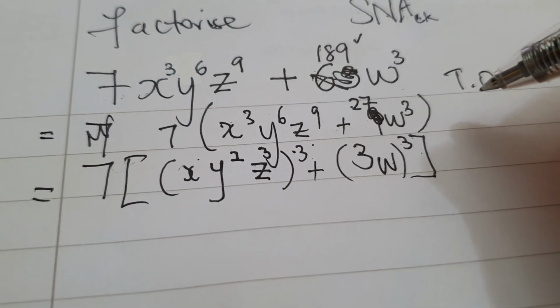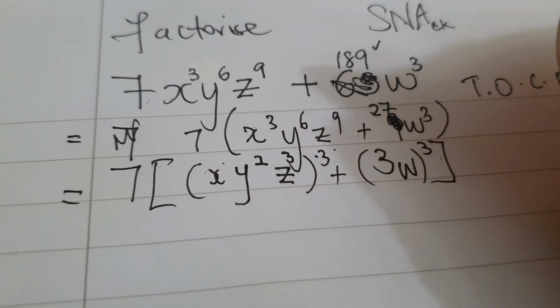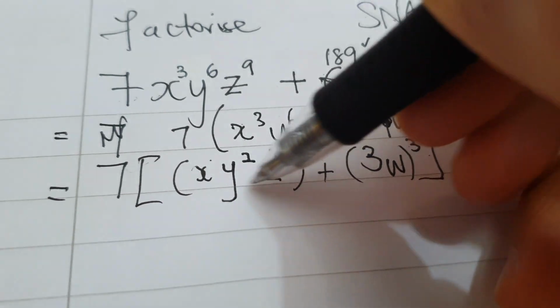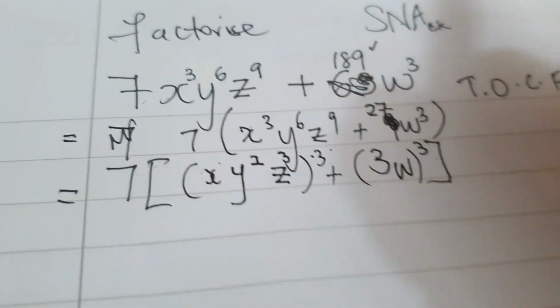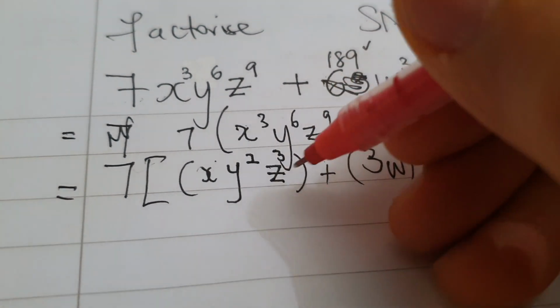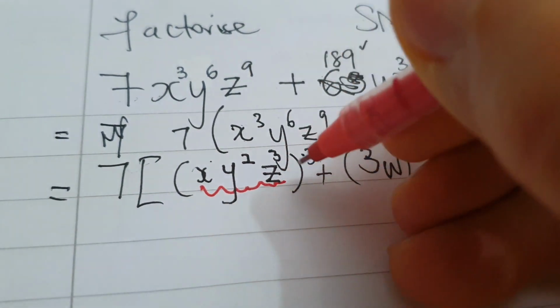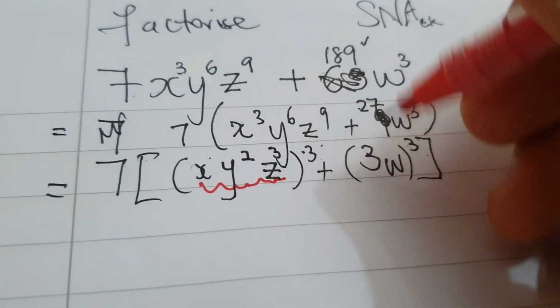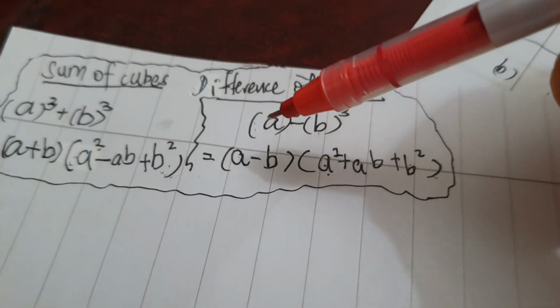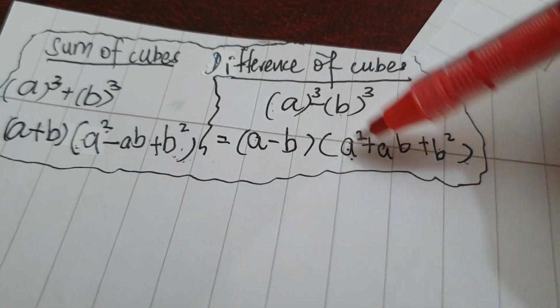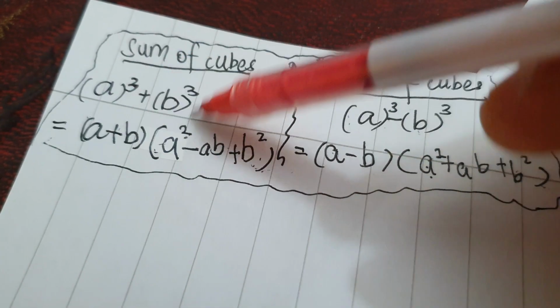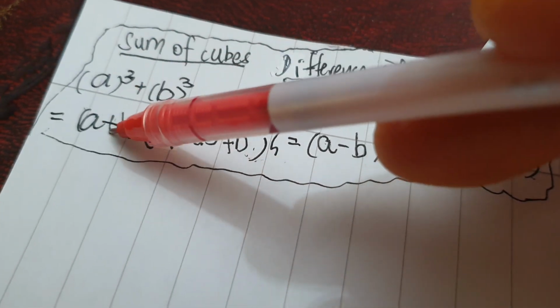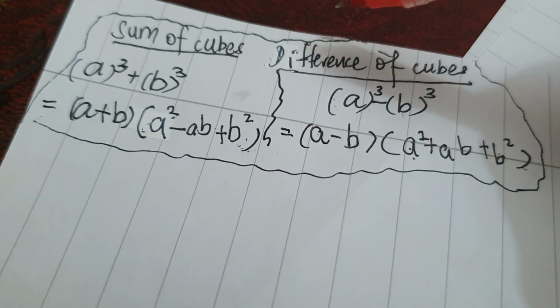Okay, and after this, what do I do? I now see this pattern. This is like my A. Down here is like my A, without the cube, and down here is like my B. So I can actually apply this formula. Follow the sign, change the sign. That's it.